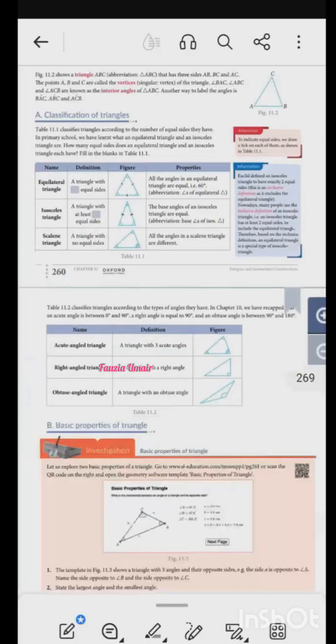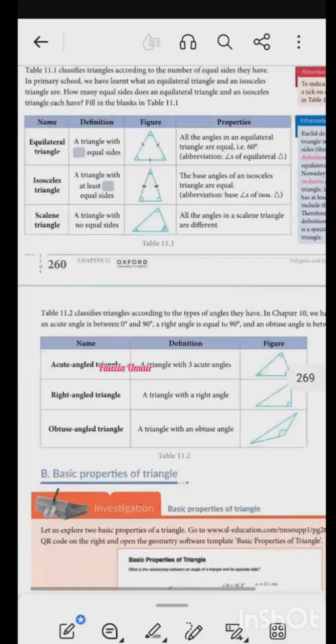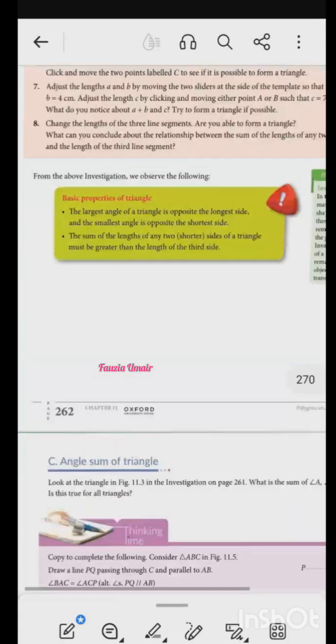Triangles. This is what you were telling me. Can you see? Yes. Equilateral, isosceles, and scalene, and then acute angle, right angle, and obtuse angle triangle. These are the types of triangles.